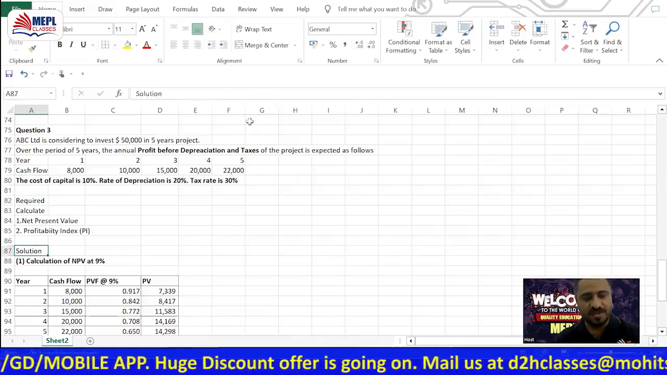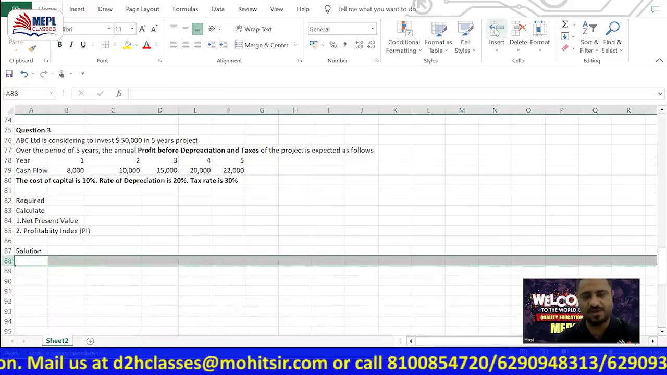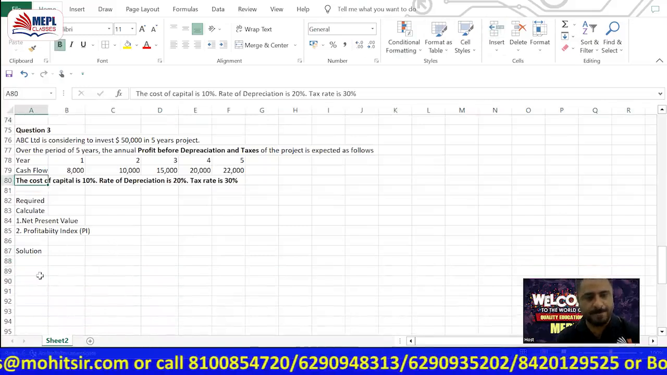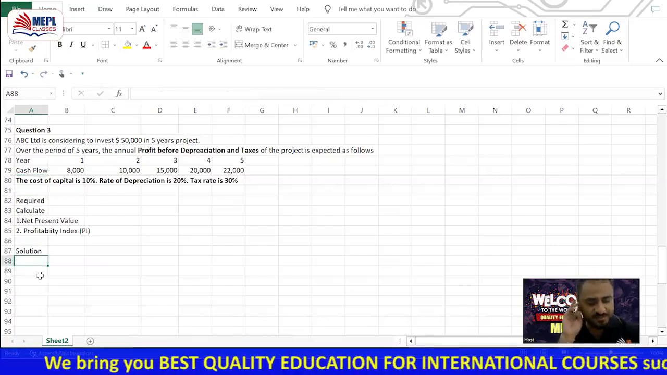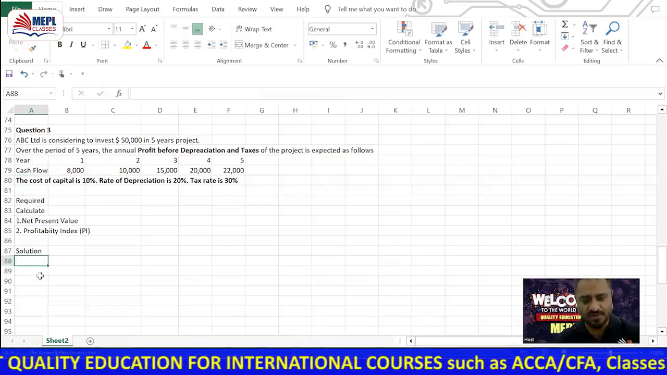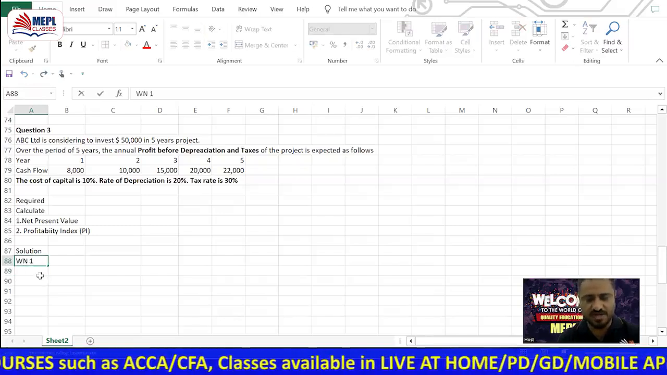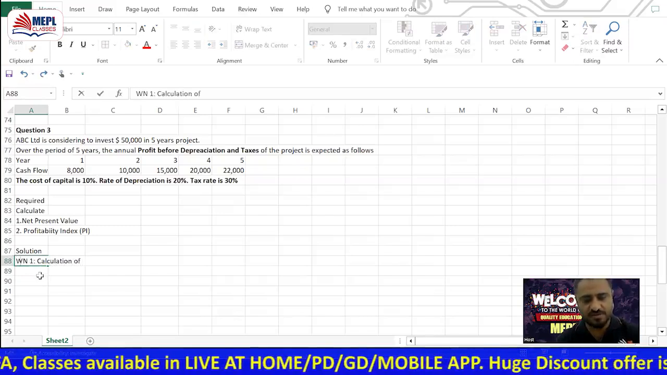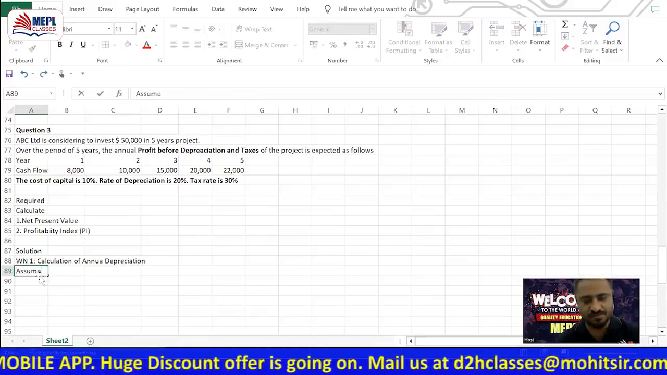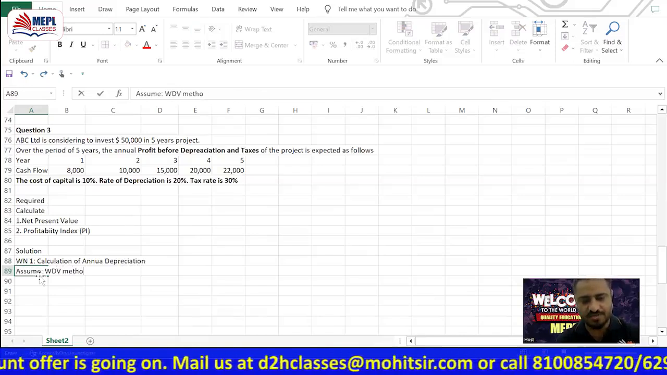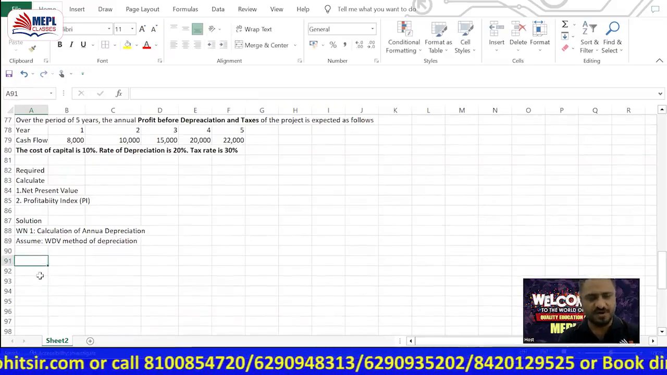So here, before making a calculation of NPV, we will have to make a calculation for the depreciation. The method of depreciation is also not given, so we can assume whether it is straight line depreciation or WDV. So in the solution, we call it working note number 1, and let's name it calculation of annual depreciation. And we will assume the written down value method of depreciation, WDV method.